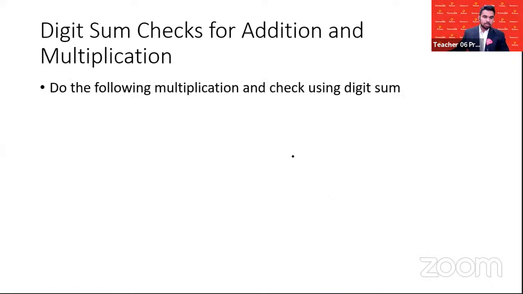Now next is for multiplication. We can use the same rule. What about 78 times 3? The easiest way to do this is 80 times 3 minus 6. So 80 times 3 is 240, minus 6 is 234.